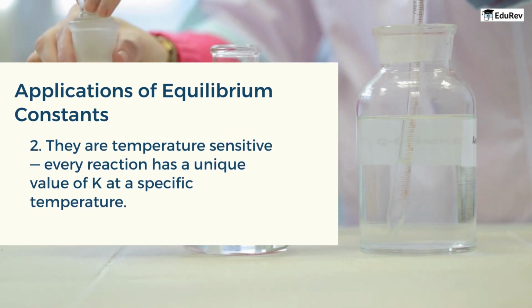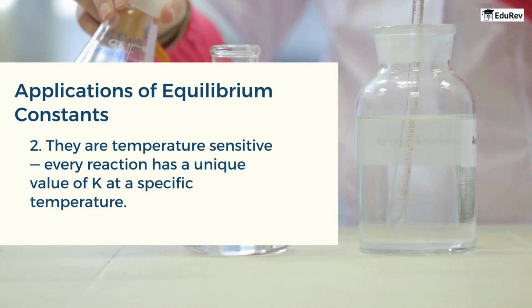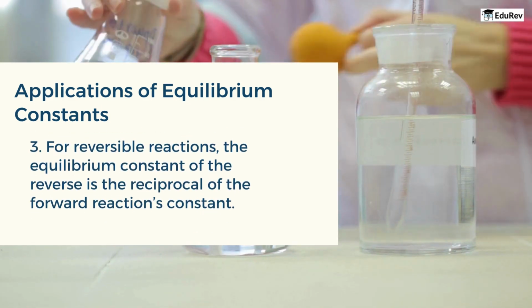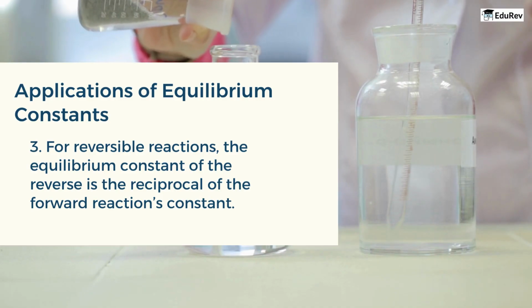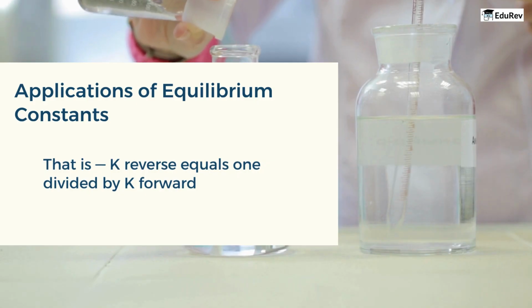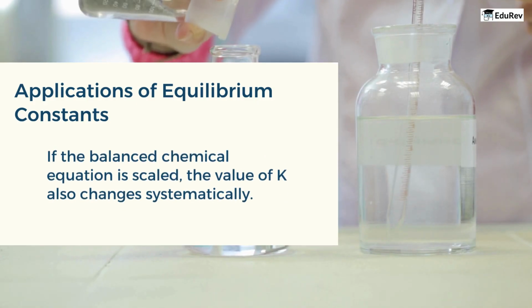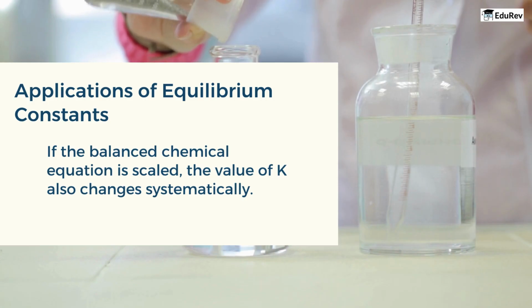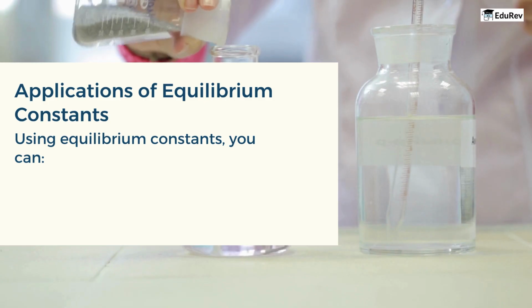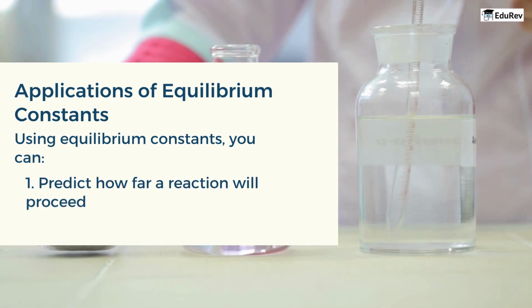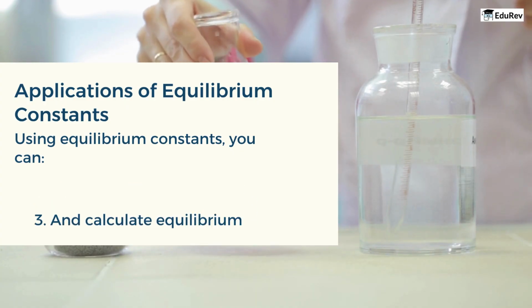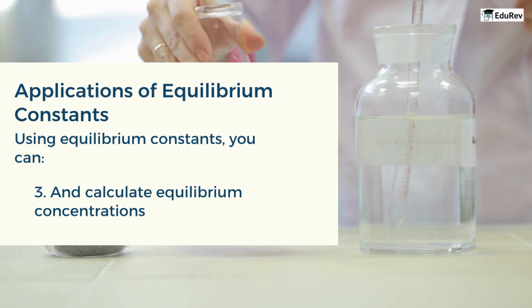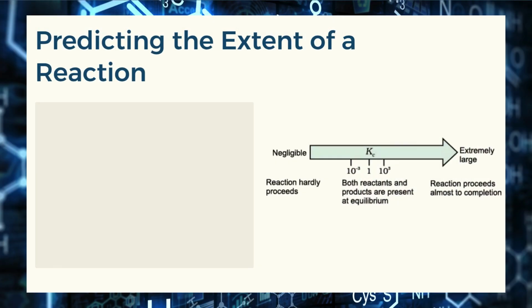They are temperature sensitive. Every reaction has a unique value of K at a specific temperature. For reversible reactions, the equilibrium constant of the reverse is the reciprocal of the forward reaction's constant. That is, K reverse equals 1 divided by K forward. If the balanced chemical equation is scaled, the value of K also changes systematically. Using equilibrium constants, you can predict how far a reaction will proceed, determine which direction a reaction will shift, and calculate equilibrium concentrations.